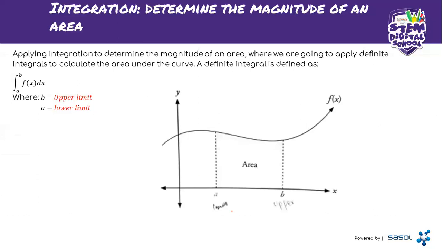And then you can see from the sketch here, if we had to calculate the area of this shaded part there, then the first point is going to be the lower limit, and the second point there is going to be our upper limit. Okay, and then let's see how we calculate that.